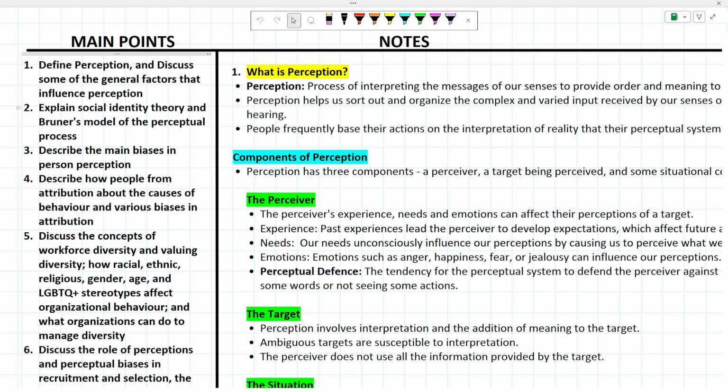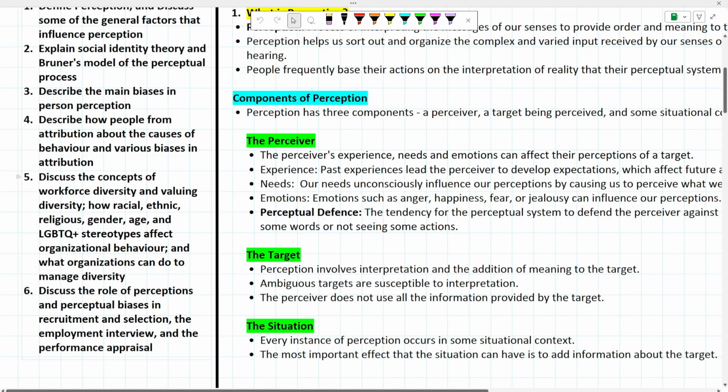5. Discuss the concepts of workforce diversity and valuing diversity, how racial, ethnic, religious, gender, age, and LGBTQ plus stereotypes affect organizational behavior, and what organizations can do to manage diversity. 6. Discuss the role of perceptions and the perceptual biases in the recruitment and selection, the employment interview, and the performance appraisal.